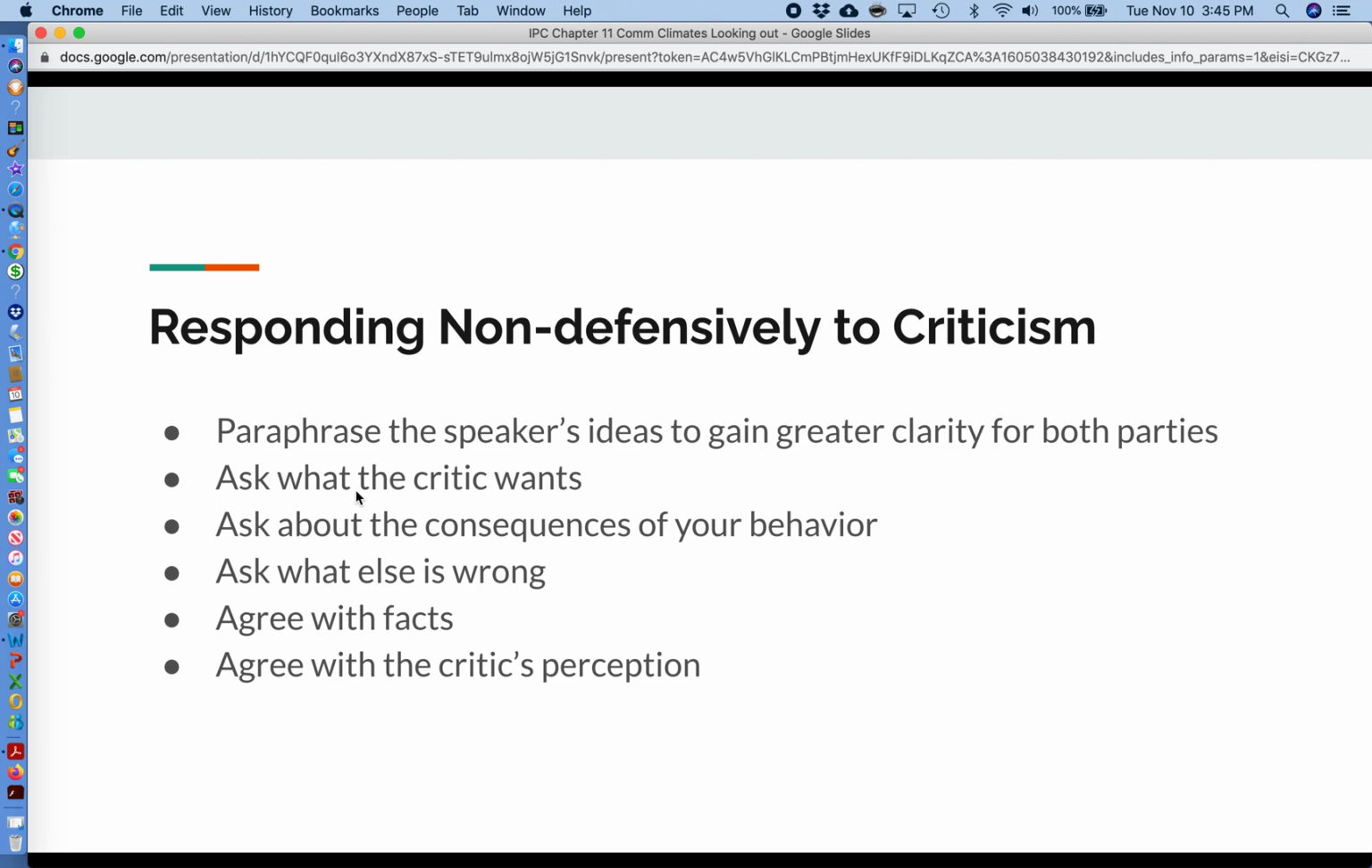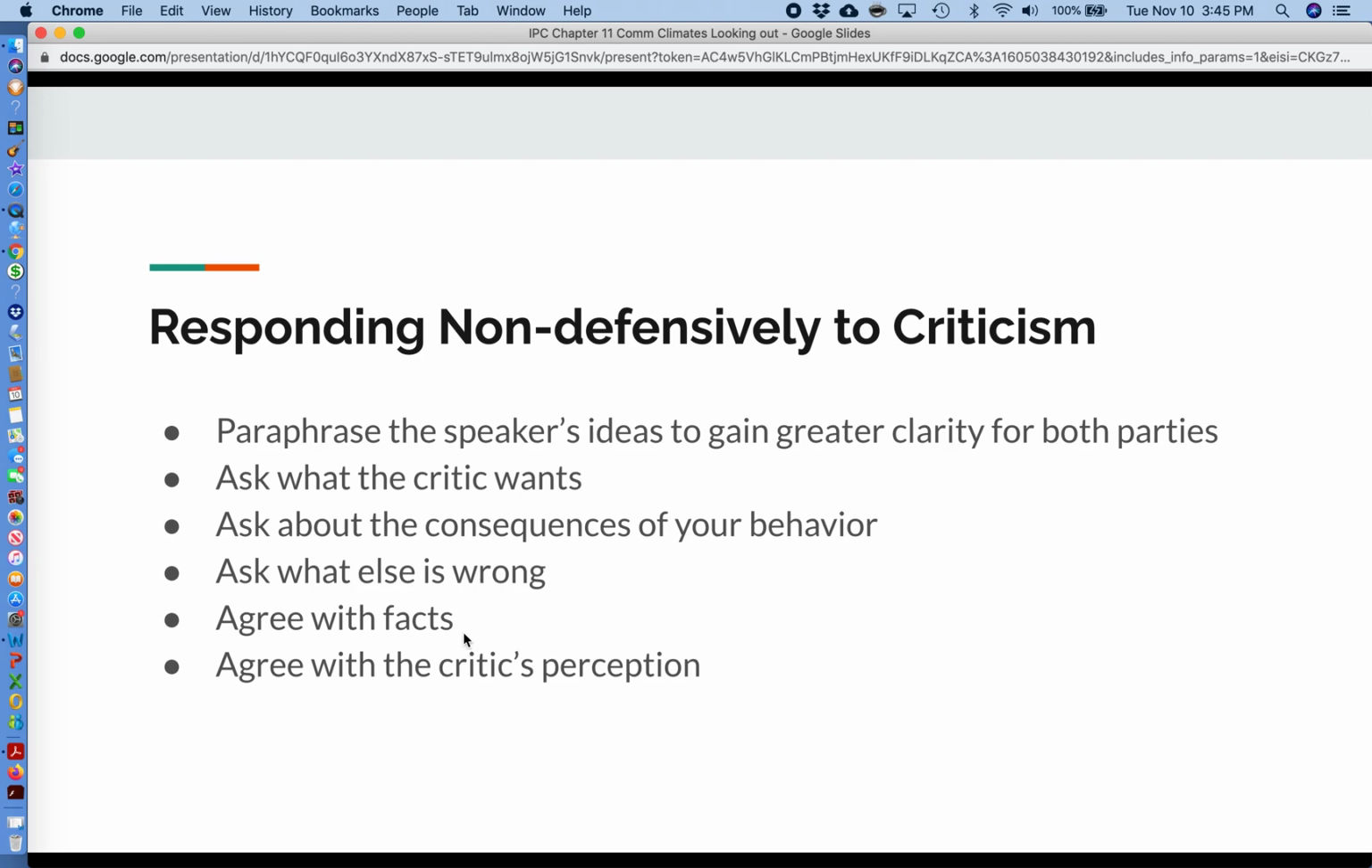Then just ask someone what they want. What can I do to make this better? What will make you happy? Right? Sometimes just asking people what they want is the shortest way to solving a problem. Ask about the consequences of your behavior. Like, so if I do this, then how does it affect you? Right? Ask them if something else is wrong, if there are other things bothering them.